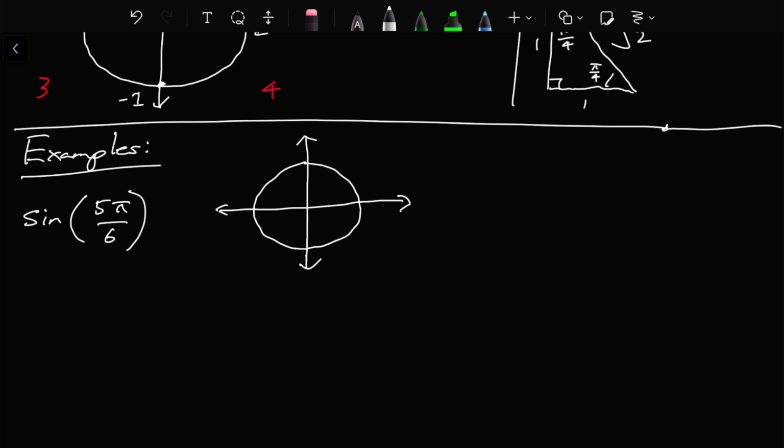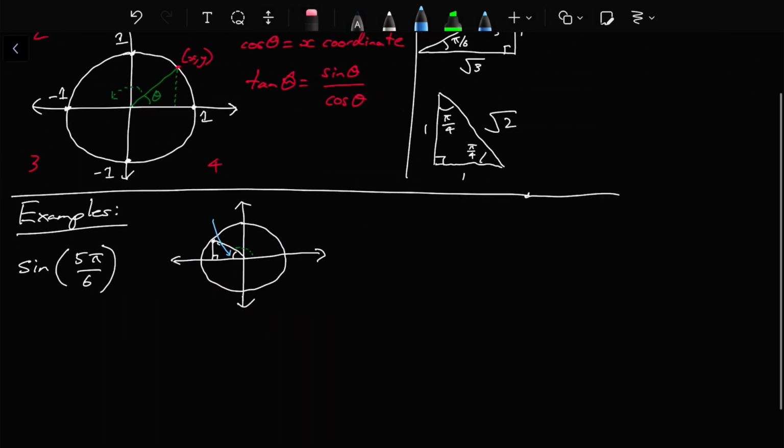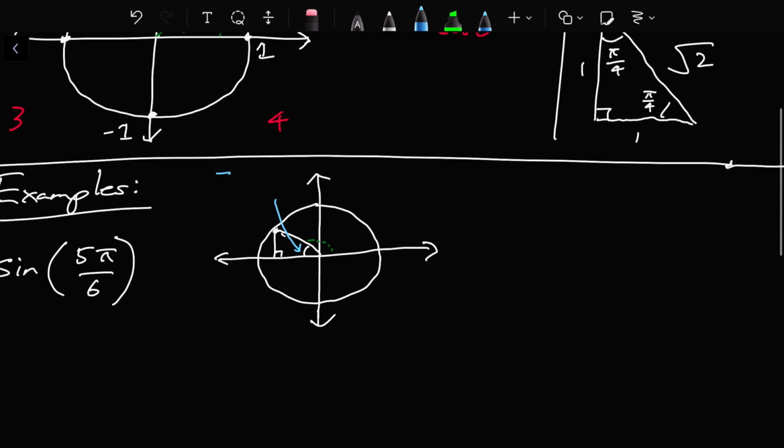We draw our unit circle. 5 pi on 6 means that my line ends up here. The full angle is 5 pi on 6, measuring from the right-hand side, this green bit. But if I draw this line down here and draw a right angle, then this angle in here, let's do all of our angles in blue, must be pi minus 5 pi on 6, which is equal to pi on 6.